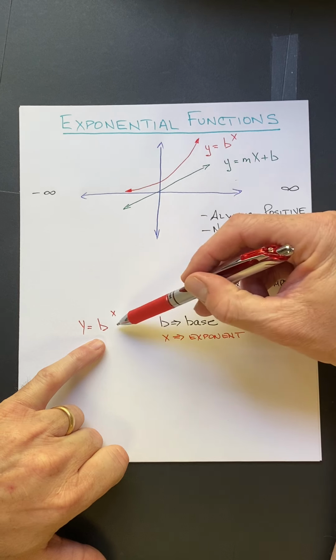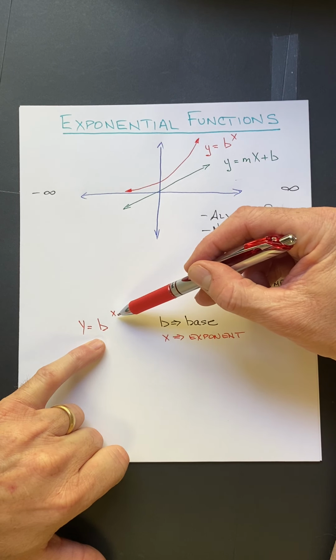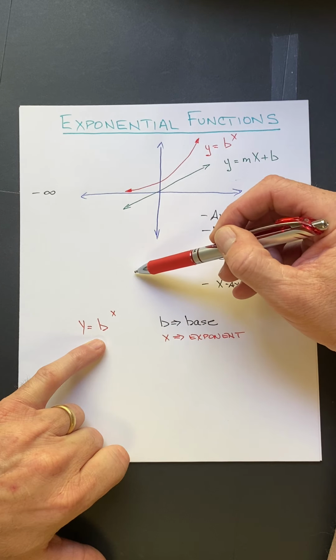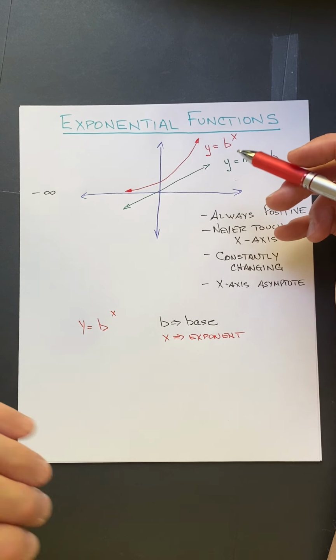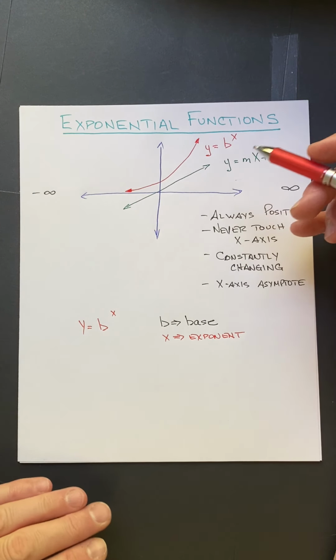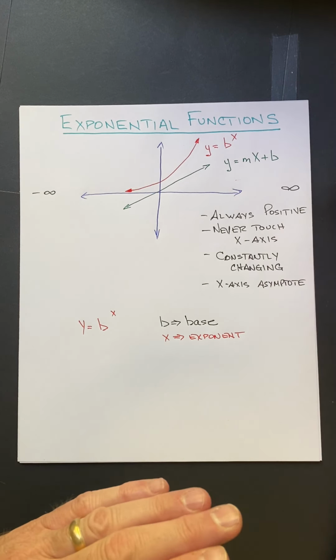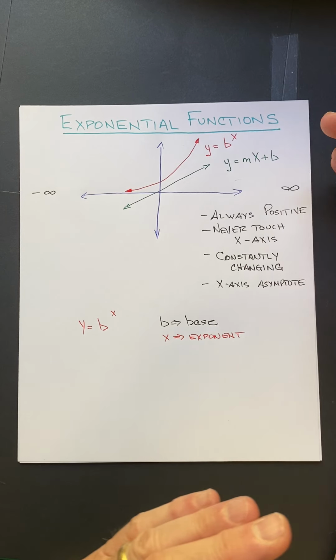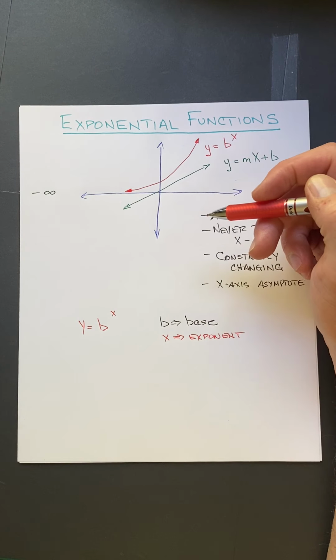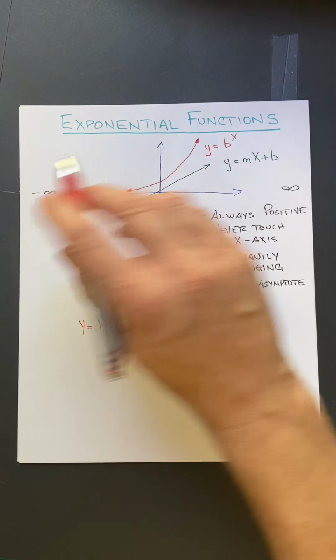If you were thinking of b as 2, 2 to the first is 2. 2 squared is 4. 2 cubed, 8. 2 to the fourth, 16. So you've got this 2, 4, 8, 16, constantly getting bigger with each little change in x, okay?